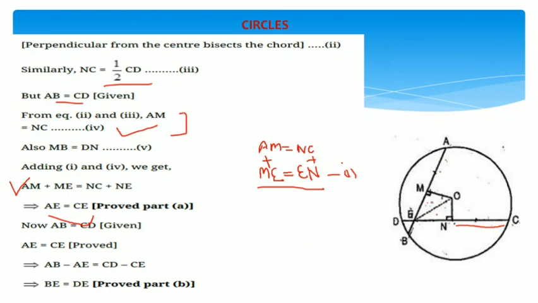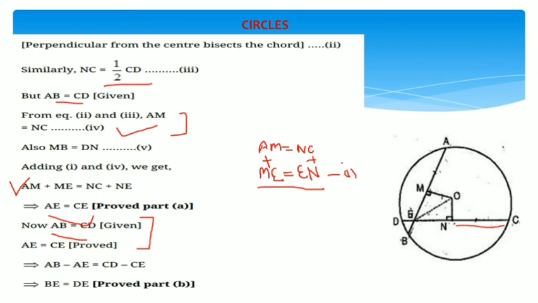So this is our first part, to prove that AE equals CE. So the first part we have proved, that the lengths of the segments are equal. Now we have to prove that DE equals BE. We know that AB equals CD. This whole chord AB and this whole chord CD are equal. Right now we have shown that AE and CE are equal. These two results we have obtained.